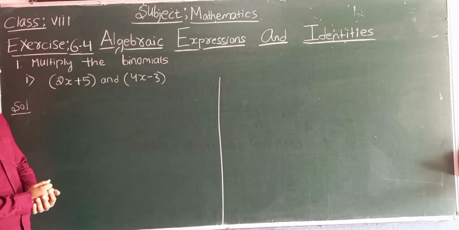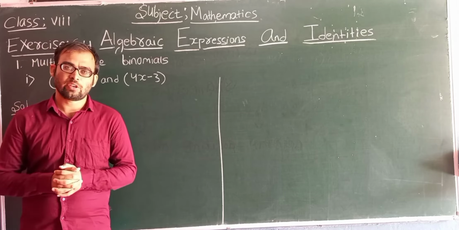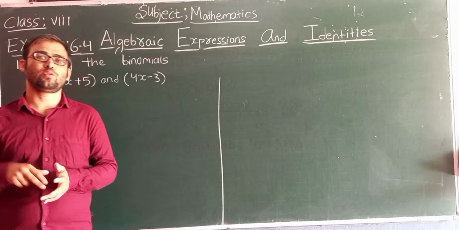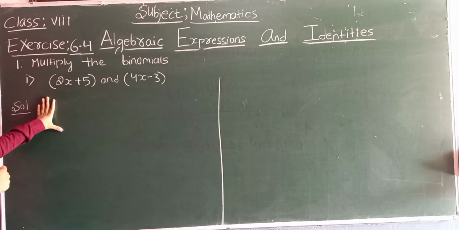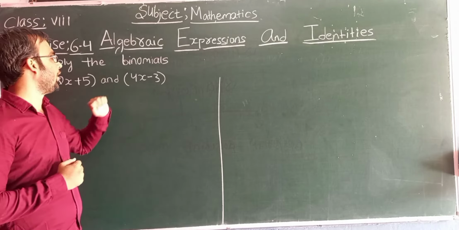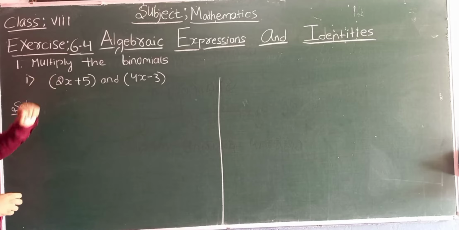Okay, so what they have given: multiply the binomials. Here in this exercise they have given binomials, and we need to find the product of those binomials. Let us solve the first question. They have given 2x plus 5 and 4x minus 3. These two are the binomials, and now we need to multiply them.